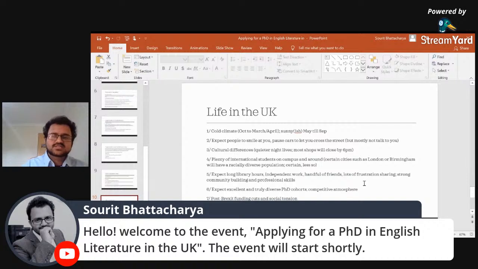Then you can see plenty of international students on campus and around. Certain cities such as London or Birmingham will have a racially diverse population. You'll notice that, but certain cities much less so. So think about that as well.